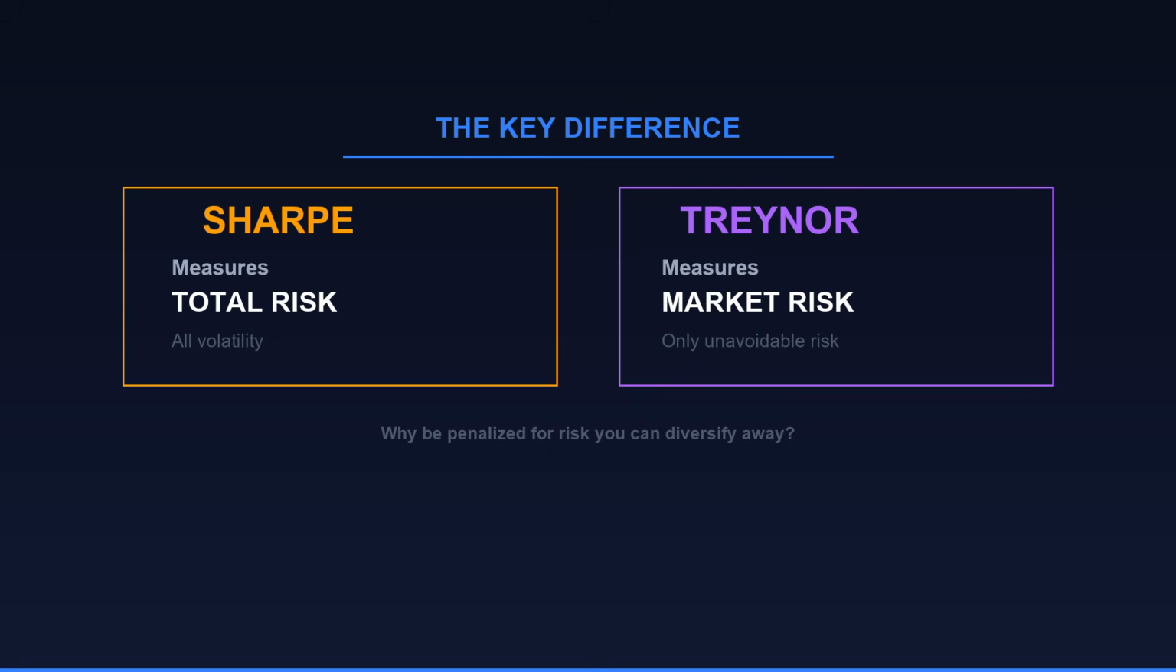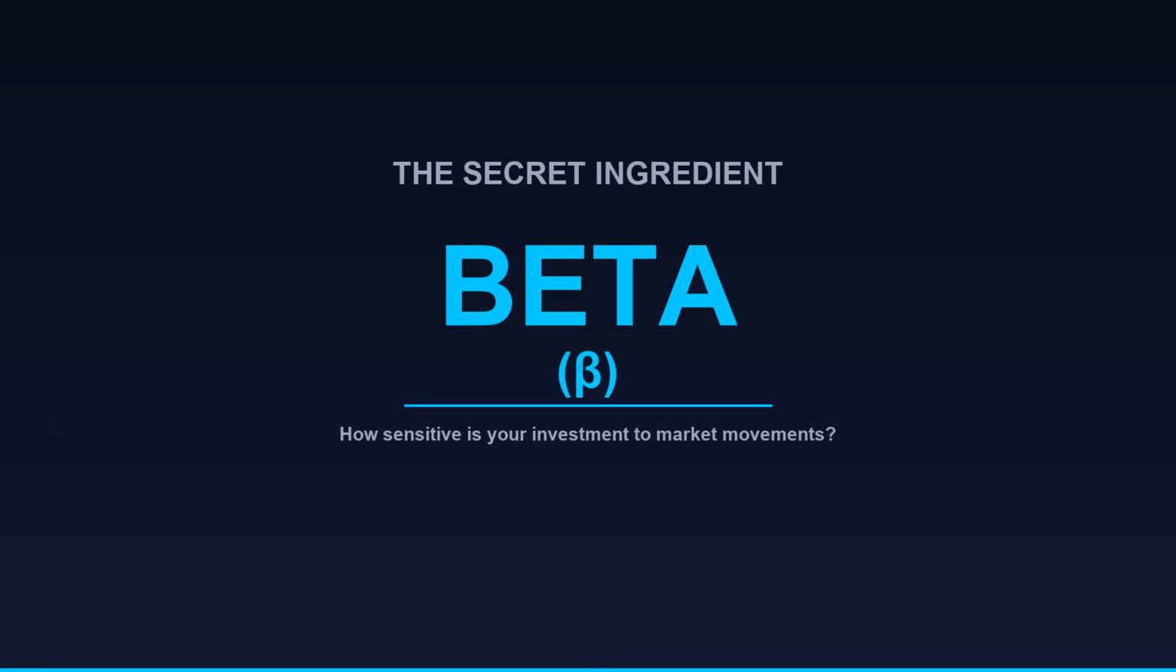Okay, so here's the fundamental difference. The super popular Sharpe ratio looks at total risk. It penalizes an investment for any and all volatility, period. But the Treynor ratio comes along and makes this fascinating argument. Why should we get penalized for risks that we can easily diversify away? So it focuses only on the risk that's tied to the entire market. You know, the kind you really can't escape.